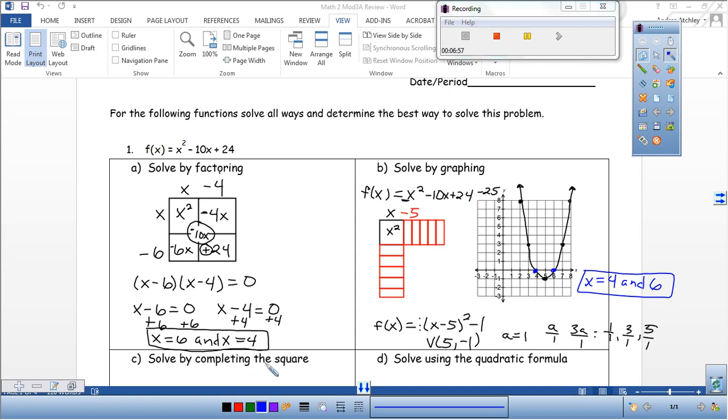So now we're going to solve by completing the square. Okay, we kind of already did that. We completed the square all right here, so I'm just going to take that information.